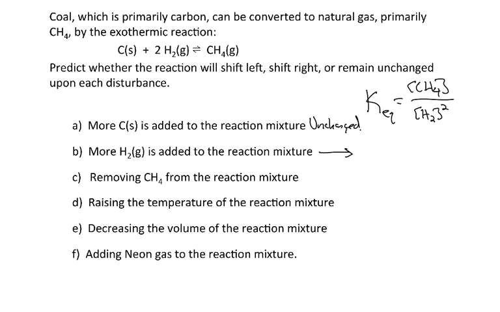All right, the next question asks what happens if I remove methane from the reaction mixture. So remember, I was at equilibrium. I then take away product, so I don't have enough products to be at equilibrium. So again, the reaction is going to have to shift to the right in order to get back to equilibrium.